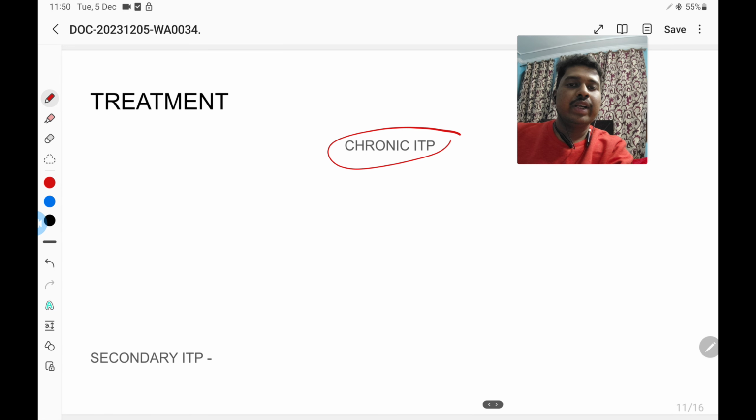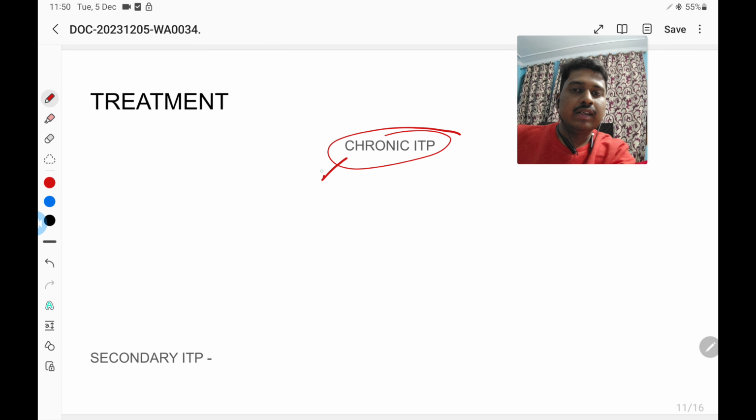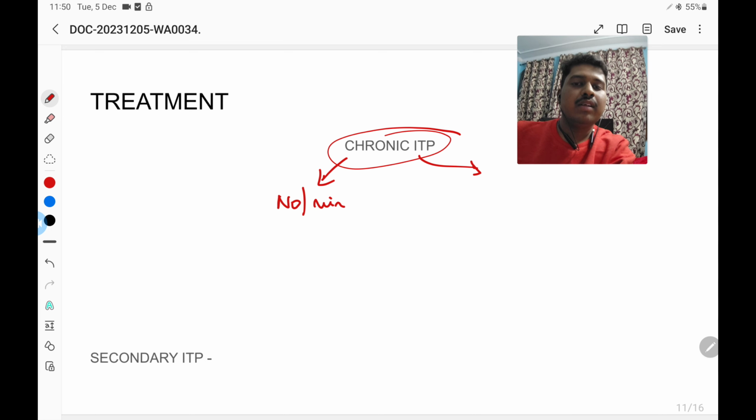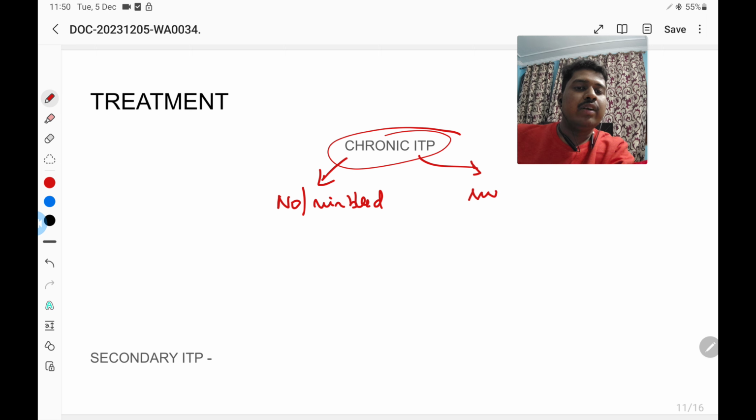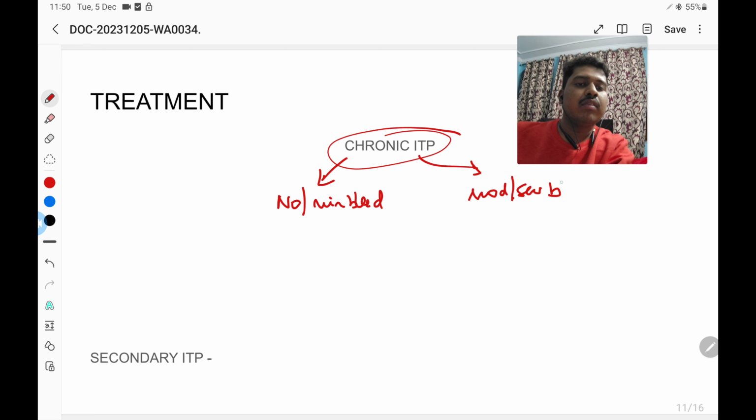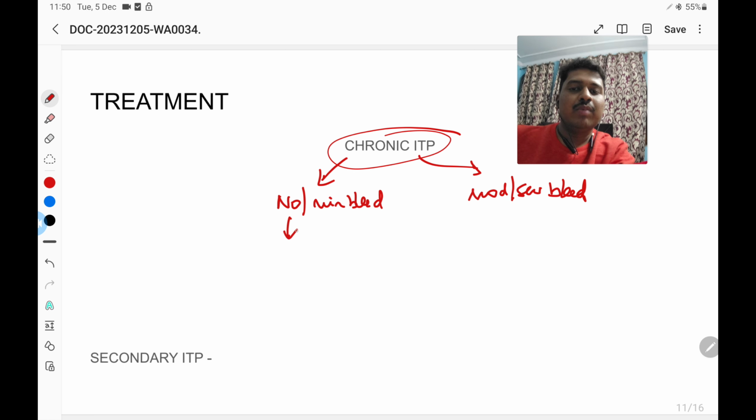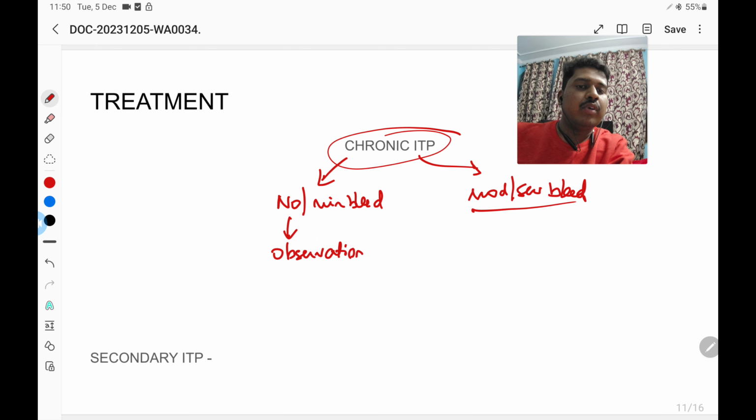So coming on to chronic ITP, same as in acute ITP. In chronic ITP, no or minimal bleed and moderate or severe bleed. In no or minimal bleed, you will just do observation. And in moderate to severe bleed, you will be trying newer things like rituximab.